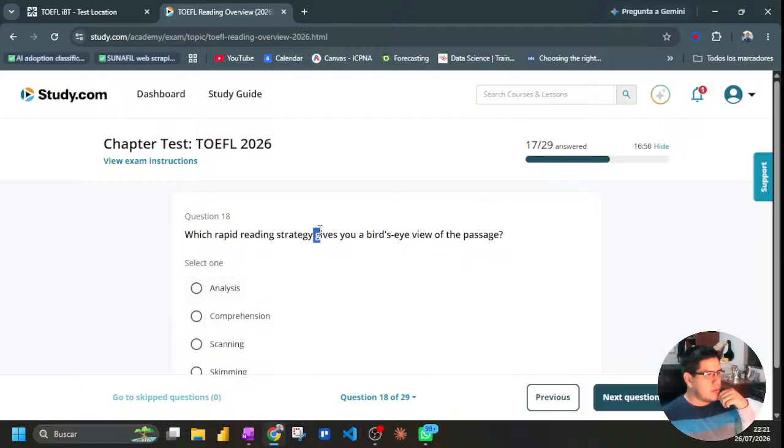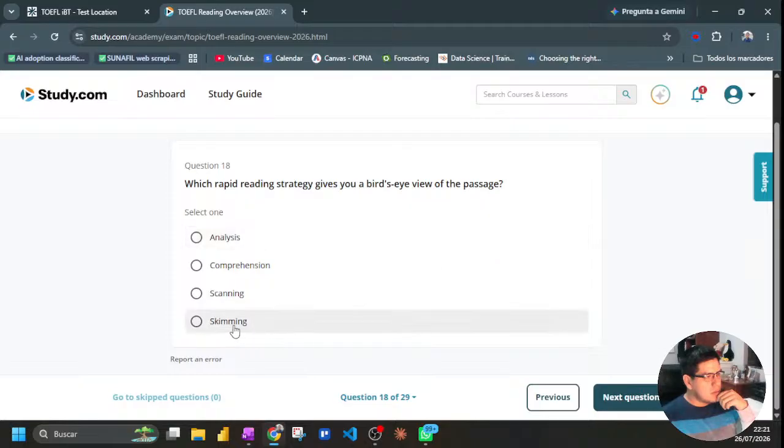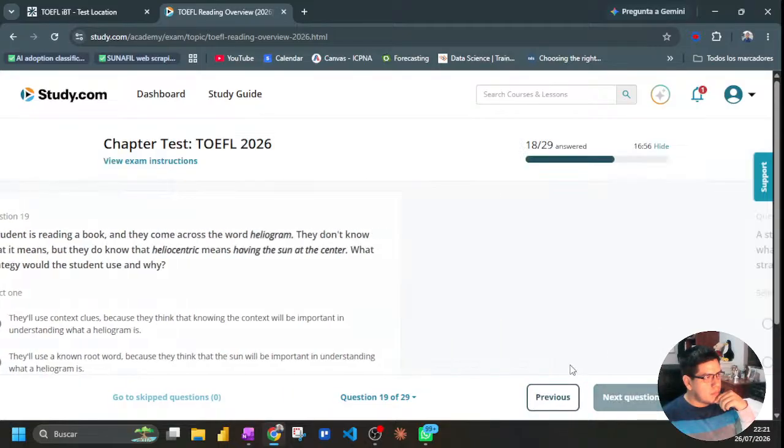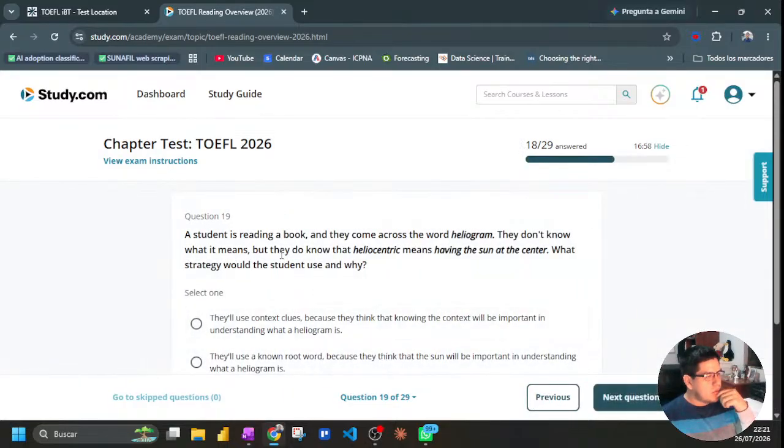Rapid strategy gives you a bird's eye view of the passage. It's skimming. A student is reading a book and they come across the word heliogram. They don't know what it means, but they do know that heliocentric means having the sun at the center.